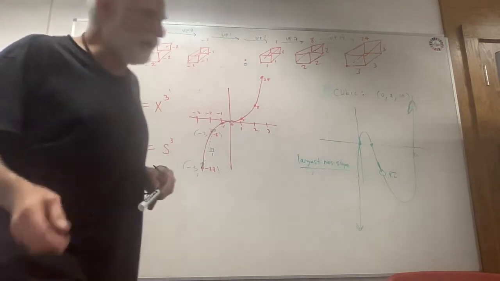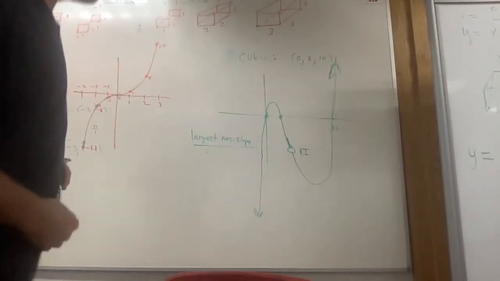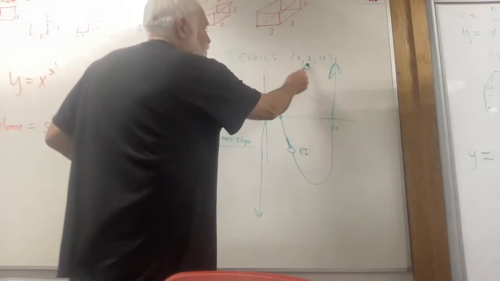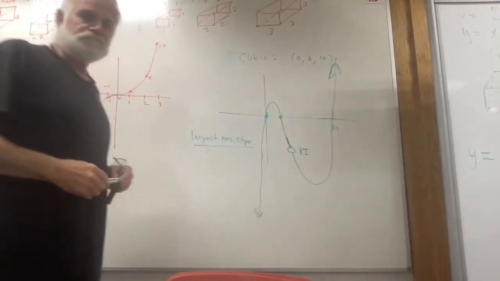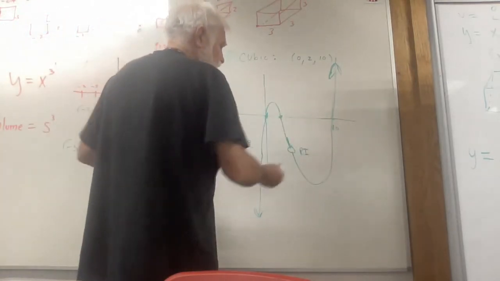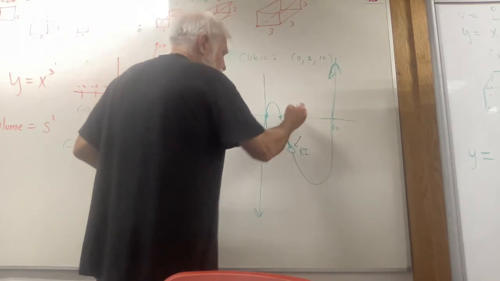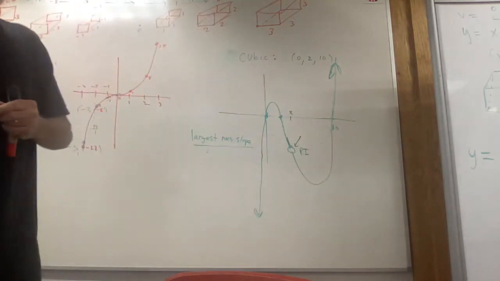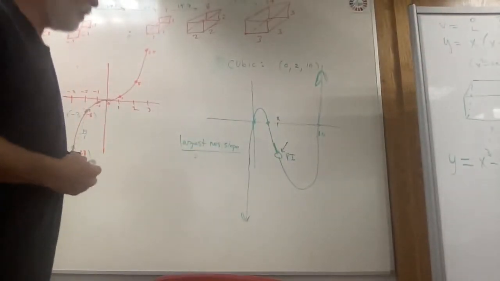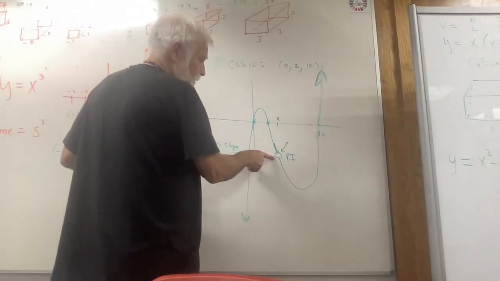So let's take a peek at a different cubic. Ones with roots 0, 2, and 10. And we'll just draw the cubic and get a sense that there's a point of inflection at some x value. The question is, why is it there? What's going on? All right, we can also see that the largest negative slope is occurring here, right?